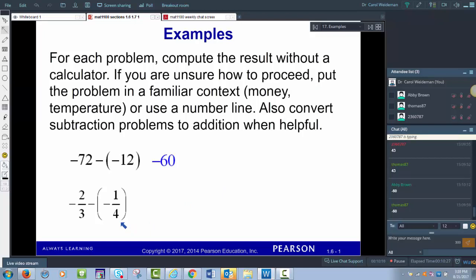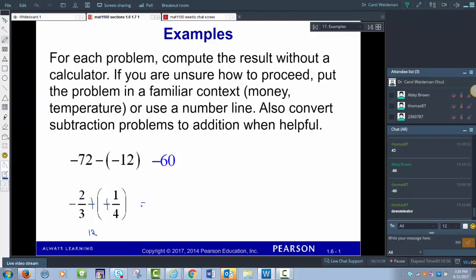Uh-oh, how about this one? Fractions. Oh no. First thing I would do on this one is change it into adding the opposite. So to do that, I'm going to change this into an addition, and since this is negative, it's going to become positive. But what do I need to do when I'm going to add two fractions? I have to have the same denominator, don't I? Yeah, we need the same denominator, which here is going to be what? 12, isn't it?